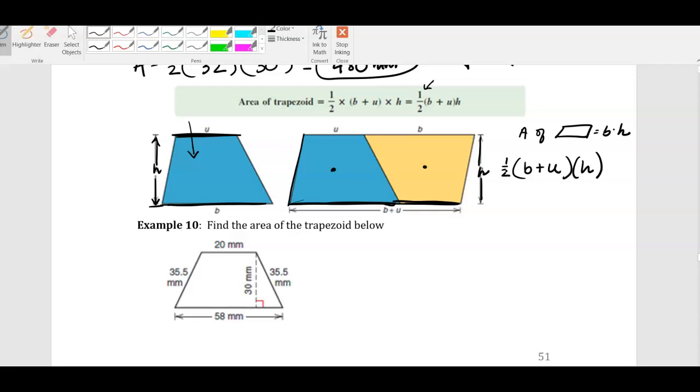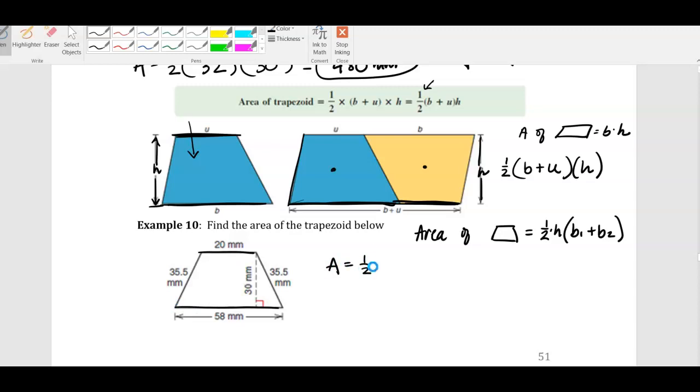So instead of b plus u, I actually like to write this formula. So area of a trapezoid is, I usually write it like this: 1/2 times the height times base 1 plus base 2. The bases are always the parallel sides. Okay, so let's look at this trapezoid in example 10.